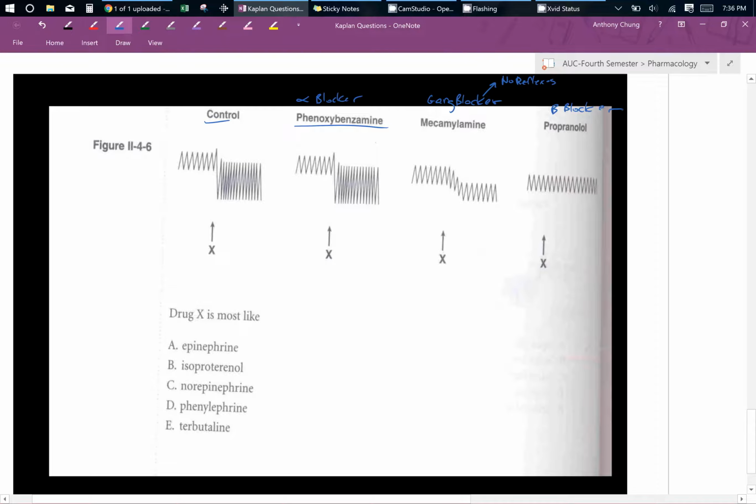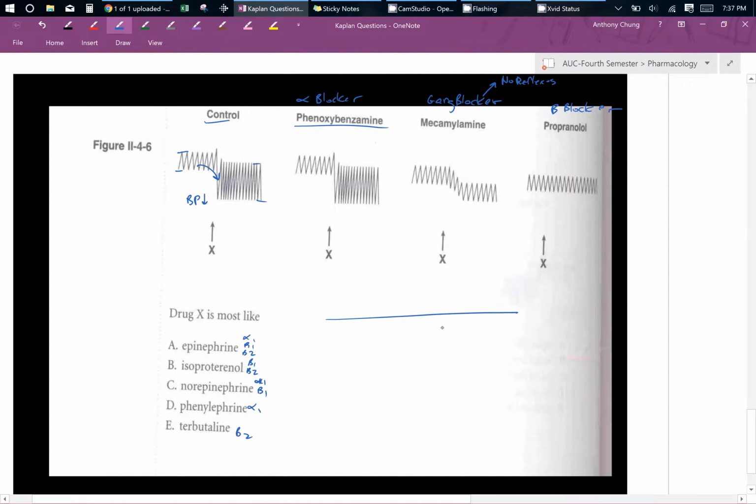So let's take a look at epinephrine, alpha 1, beta 1, beta 2; isoproterenol, beta 1, beta 2; norepinephrine, alpha 1, beta 1; phenylephrine, alpha 1; terbutaline, beta 2. All right, so now let's take a look at the systolic and diastolic thing going on right now. First thing is we know that the blood pressure goes down.